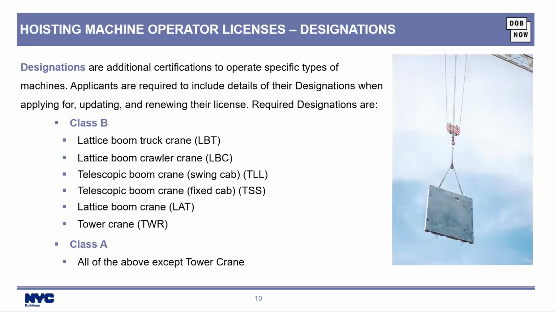In addition, there are designations. These are additional certifications to operate specific types of machines. You will be required to include details of your designations when you're applying for, updating, or renewing your license. And there are required designations for each license type. For example, for Class B licenses, you must have designations for lattice boom truck cranes, lattice boom crawler cranes, telescopic boom cranes with a swing cab and with a fixed cab, lattice boom cranes, and tower cranes.